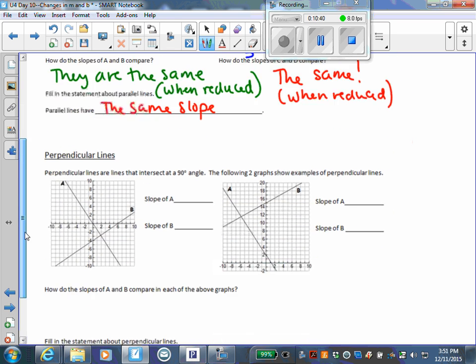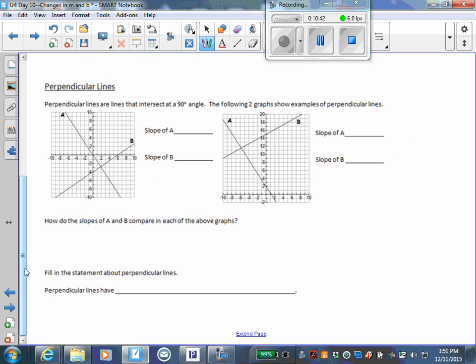Perpendicular lines are different. Perpendicular lines do cross. They cross or intersect at a 90-degree angle. The following two graphs show examples of perpendicular lines.